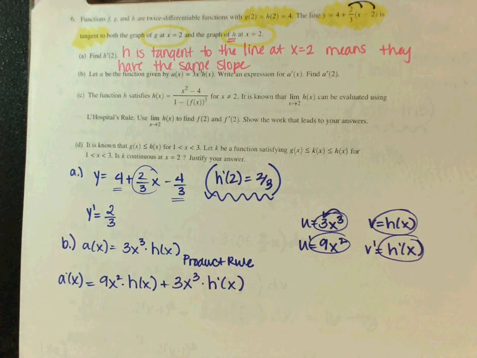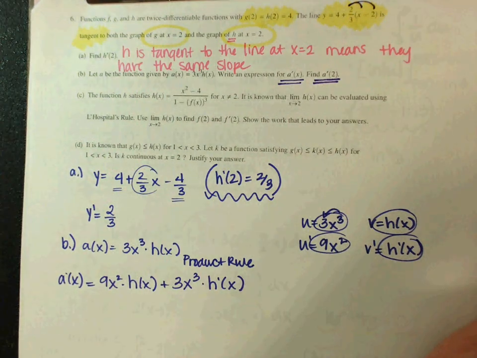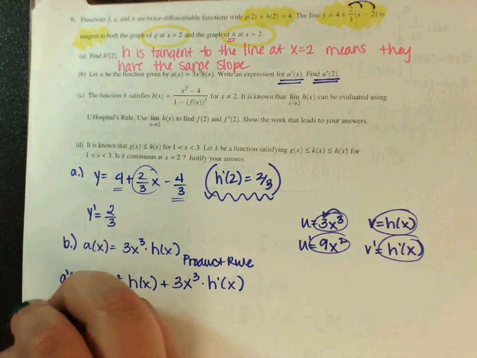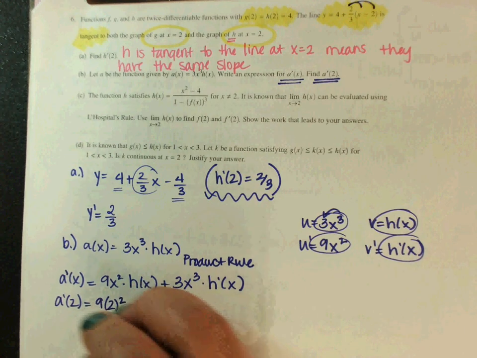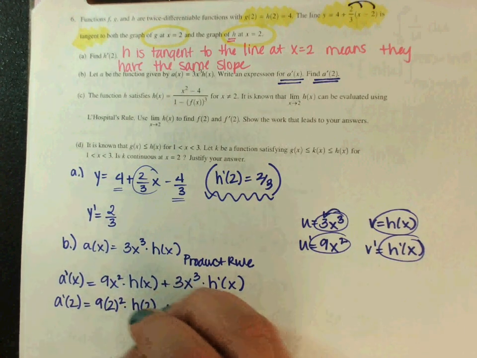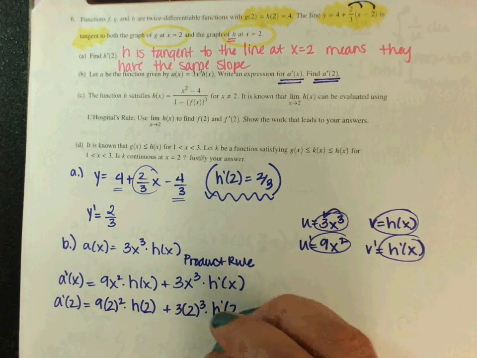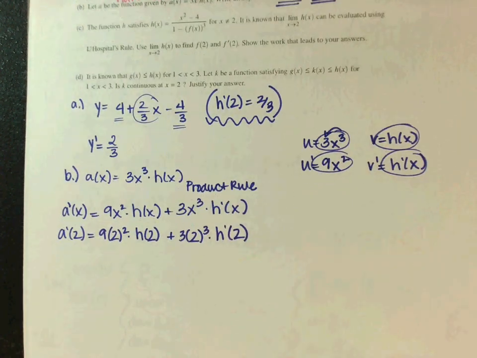Now notice they asked me to find two things, a prime of x and then a prime of 2. So my a prime of x, I've already written. My a prime of 2 is going to be when I plug my value in. So it'll be 9 times 2 squared times h of 2 plus 3 times 2 cubed times h prime of 2. And what you're going to notice is that some of these values I already have, right?